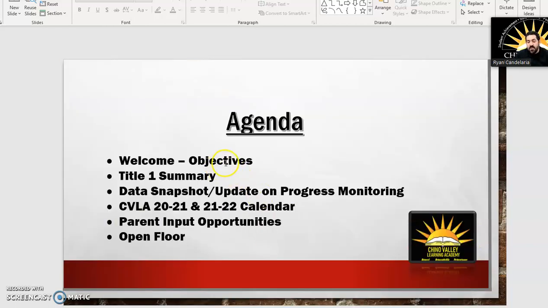Our agenda for today is I'm going to start off by talking about our objectives. I'm going to share a little bit about what Title I is all about and why we're doing this school site council. We're going to take a quick data snapshot and take a look at some of the pertinent data that we have to present to the families and community when it comes to our school site goals from our SPSA or our school plan. We're going to take a look at the transition calendar from the end of 2021 to the 21-22 school year. I'm going to share with you the parent input opportunities that we're presenting once again. And then normally we would have had an open floor, but we're going to end up asking for your information through the survey.